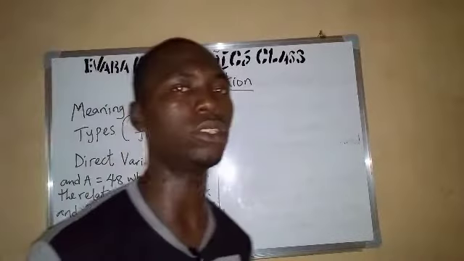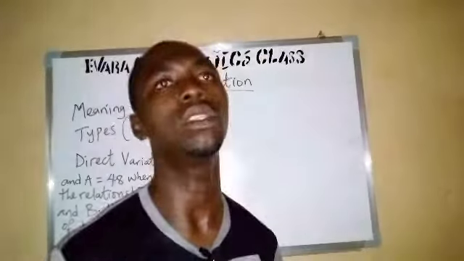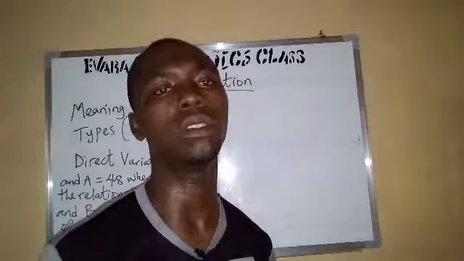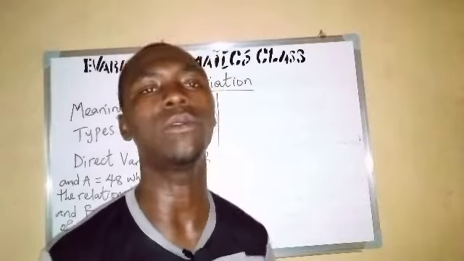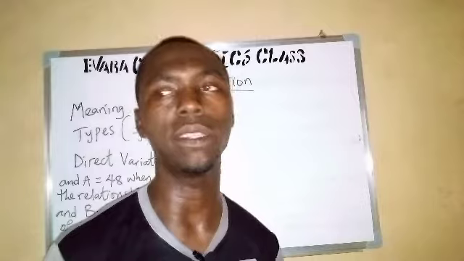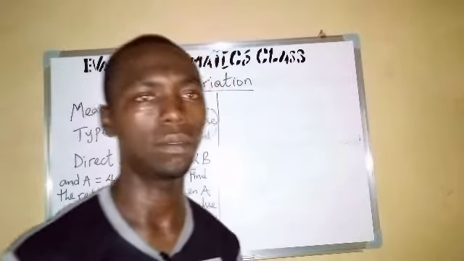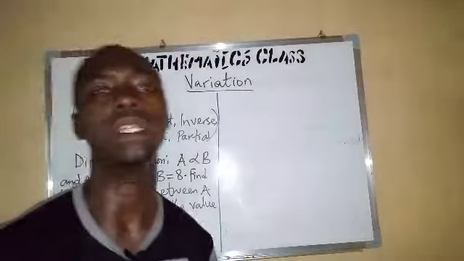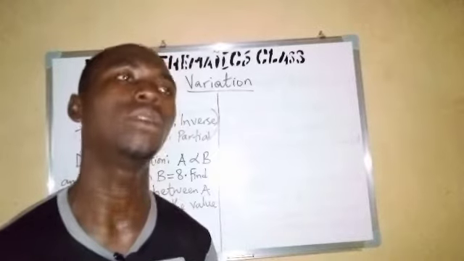What do we mean by direct variation? This one shows the relationship between the values of two quantities in such a way that an increase in the value of one leads to an increase in the value of the other, and a decrease in the value of one also leads to a decrease in the value of the other.